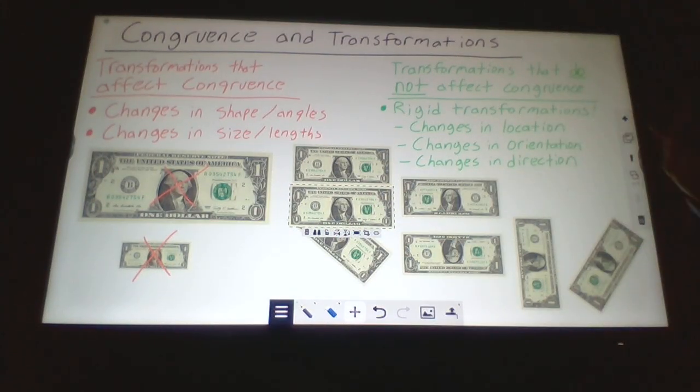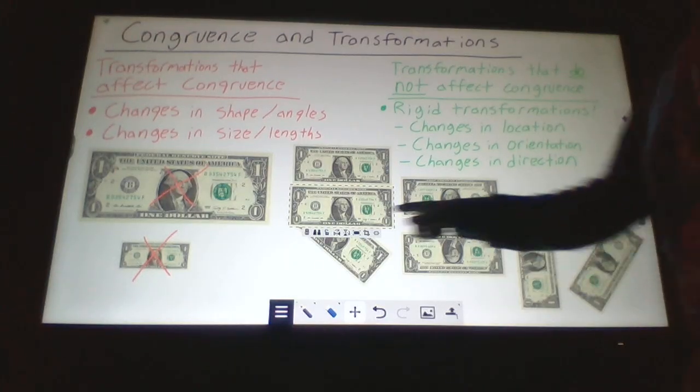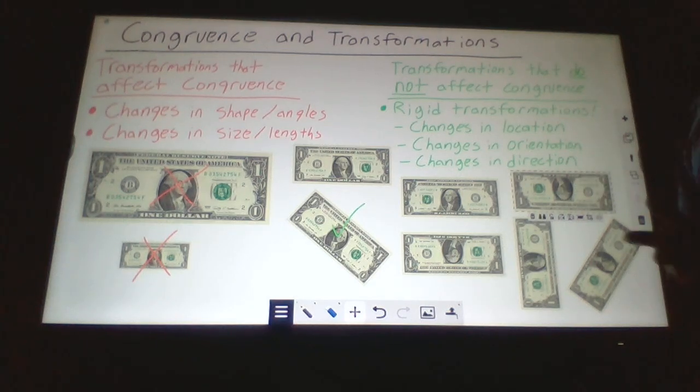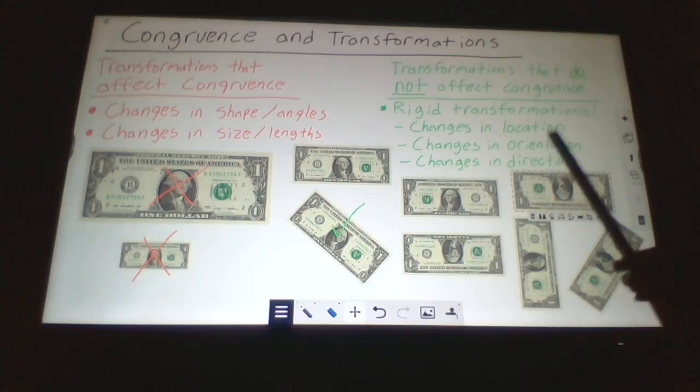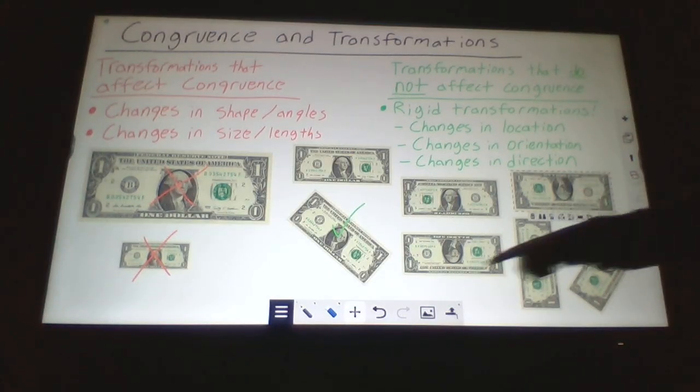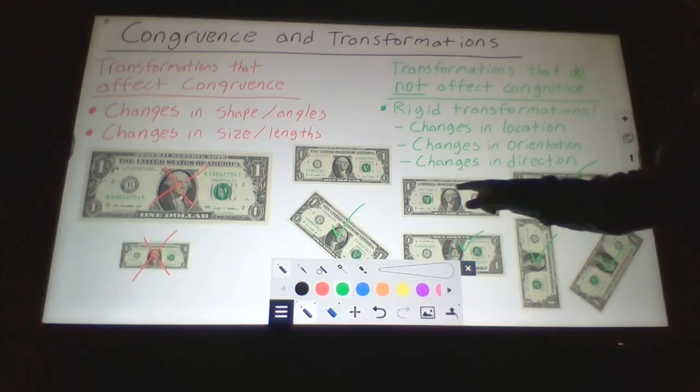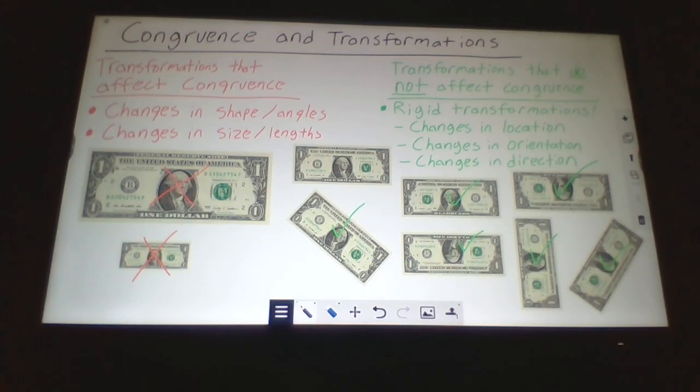So the easiest way to check to see if a copy is congruent to an original is to simply try and change it into the original using only rigid transformations. If you can change a copy into the original using just a change in location, a change in orientation, and/or a change in direction, then you have a congruent figure to the original figure. All of these are examples of congruent figures compared to the original because they were all made using only rigid transformations.